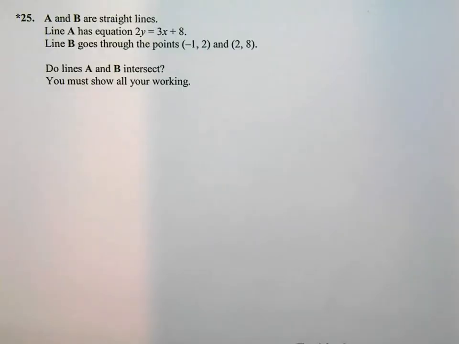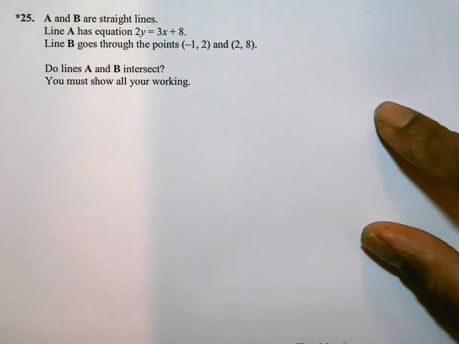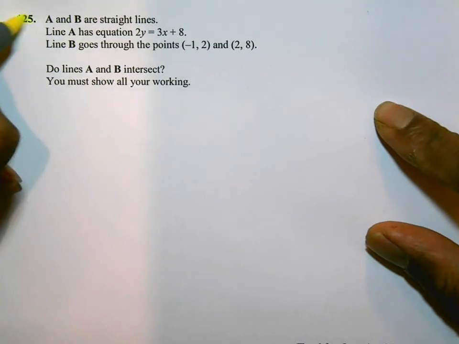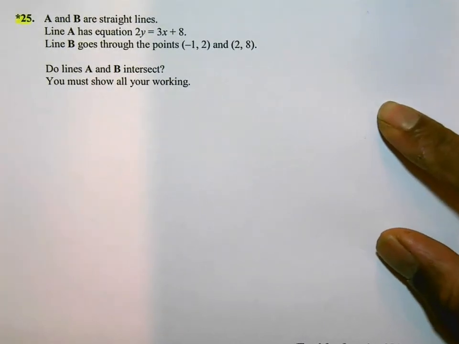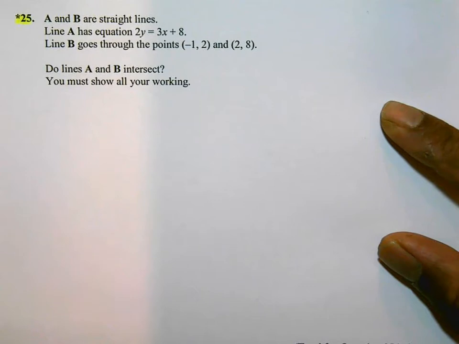This is question 25 on a November 2013 higher calculator paper. Straight away I've noticed that there's a star next to the question, and that means that I need to write my answer clearly, use clear sentences, and give my answer as a sentence.